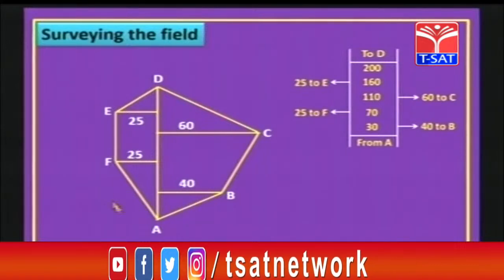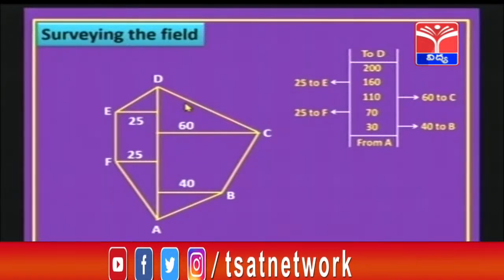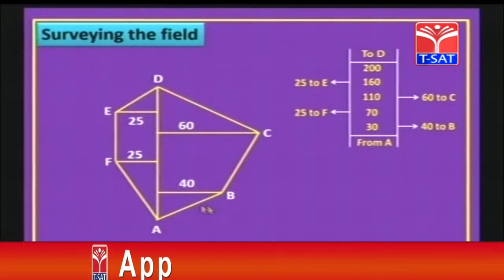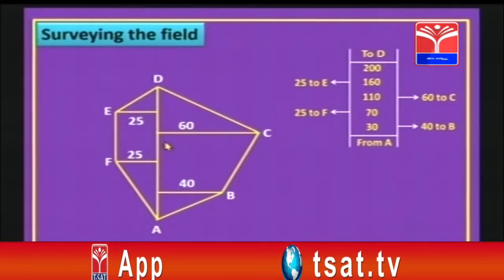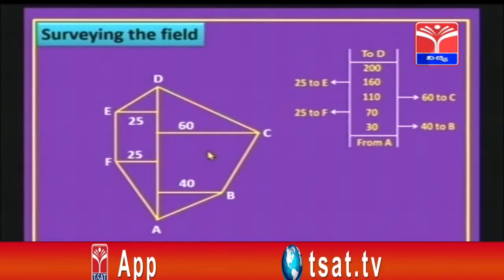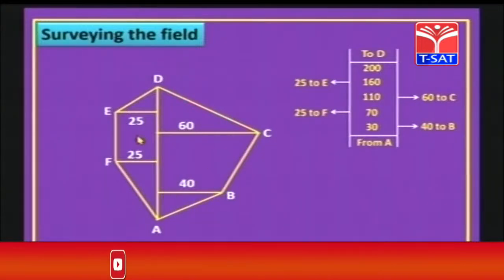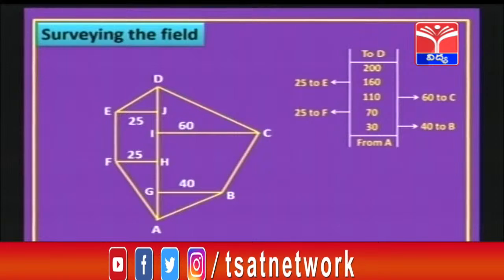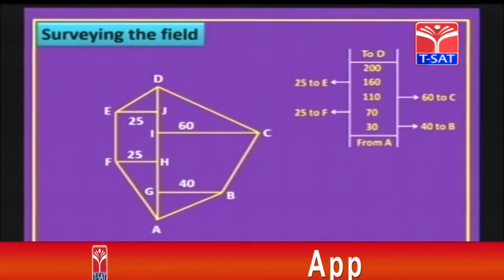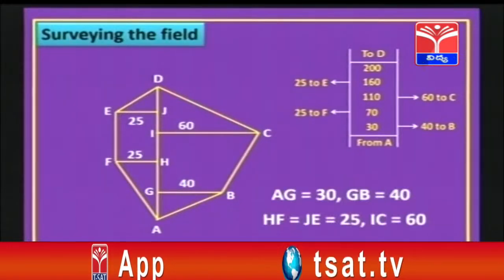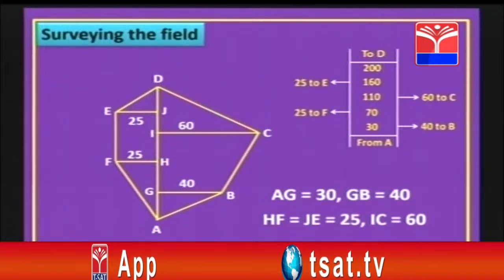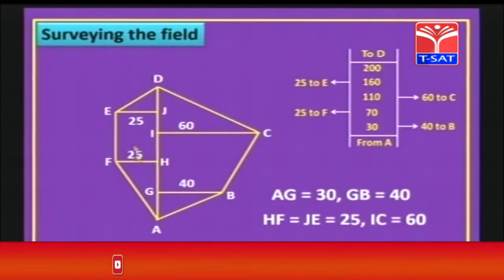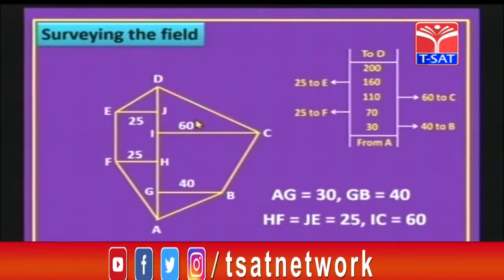Now we need to calculate the area of this field. Okay, children. Now if you notice, this field is divided into various plane figures, triangles, a rectangle and a trapezium, like that. So calculating the individual areas and adding, we get the area of this entire field. Now let us do that. Let us mark the points G, H, I, J as shown, children. Here from the figure, we have AG equal to 30, GB equal to 40, and HF and JE both equal to 25, and IC equal to 60.